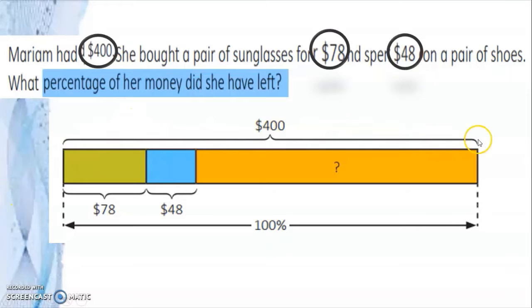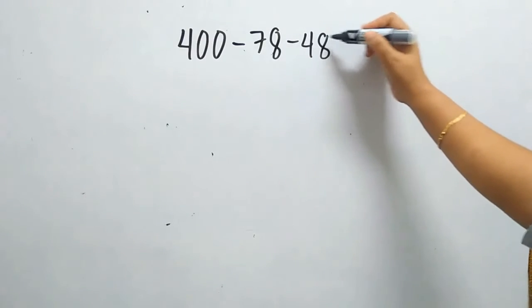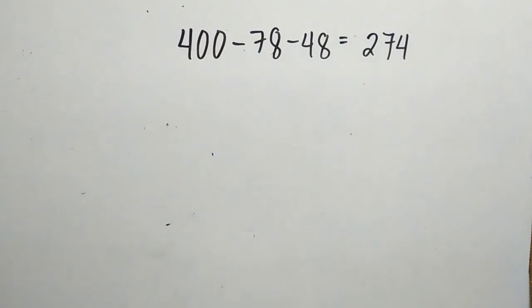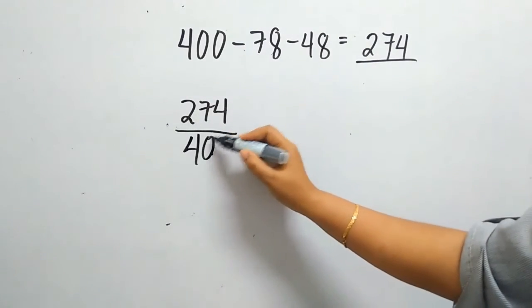So we have $400. She spent, it means this portion was spent for sunglasses and this portion was spent for shoes. So altogether, we have here 100%. So for the money left, we're going to find what percent it is. The amount of money she had is 400 and she spent 78 and 48. It means we're going to take away 78 and 48. So if we subtract, it will be 274. So we're going to find the percentage she has left. So 274 out of the money, which is 400.